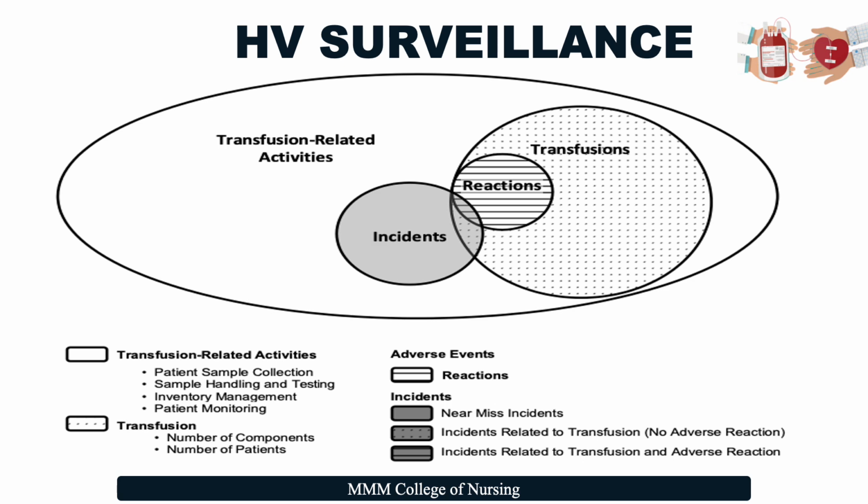Hemovigilance surveillance is a comprehensive system that monitors the entire blood transfusion process from transfusion-related activities, that is, patient sample collection, sample handling and testing, inventory management and patient monitoring, to the actual transfusions, which includes the number of components and the number of patients and their outcomes.